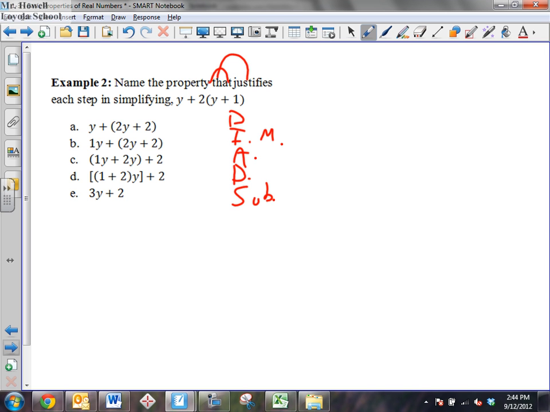They're not going to be difficult in the sense that you're going to have to do the work yourself, but identifying and remembering the properties might be a little bit tricky. Okay?